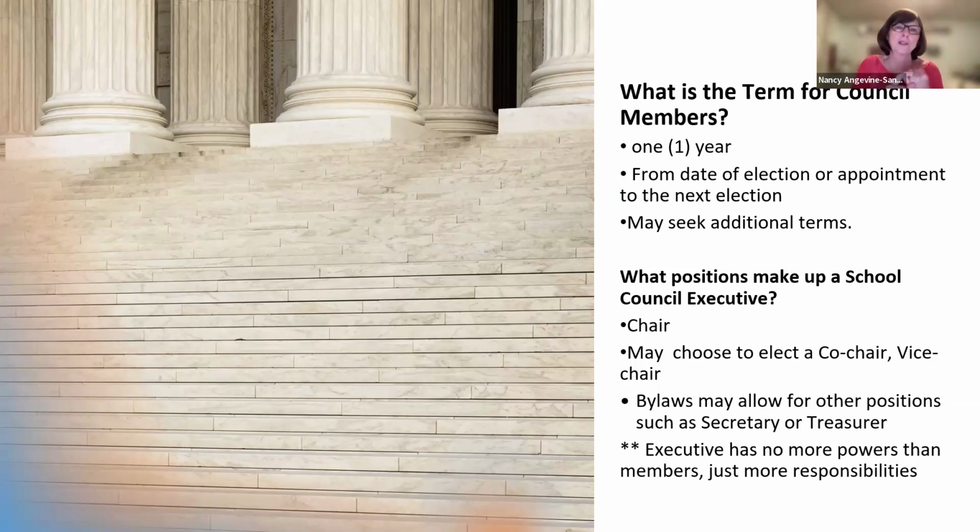So most schools put the treasurer on the executive, they put the secretary on the executive. Some schools, if they have committees in their bylaws that must work every year, sometimes appoint the chair of those committees to the executive. It's not necessary. The thing I want you to remember most is the executive has no more powers than any of the other members of council. You do have more responsibilities, whatever your job is, as chair, co-chair, secretary, or treasurer, but you have no more power or decision-making power than anyone else.